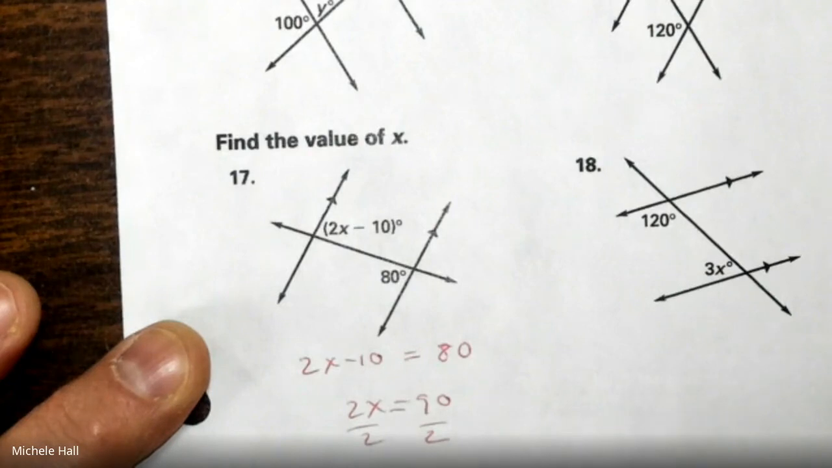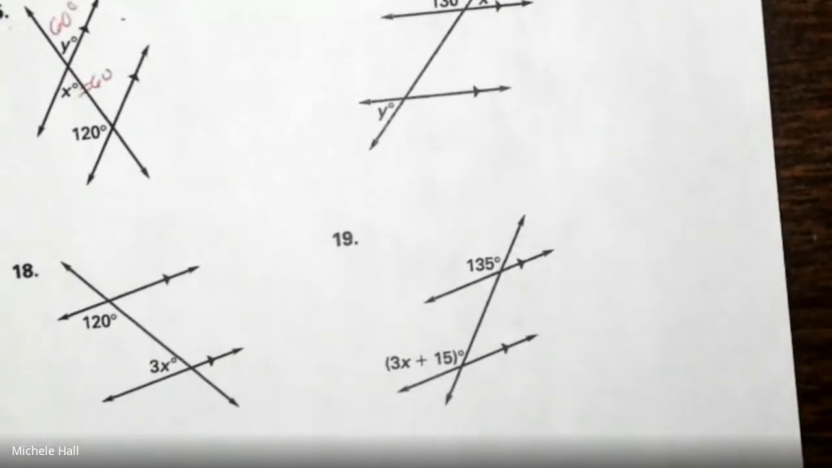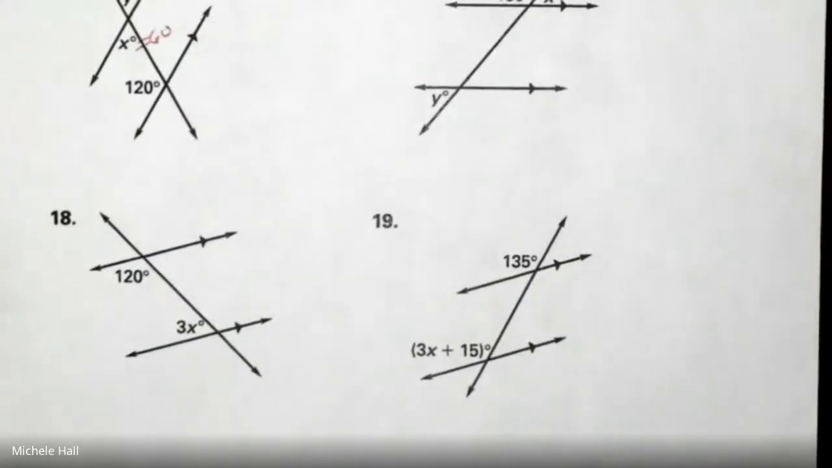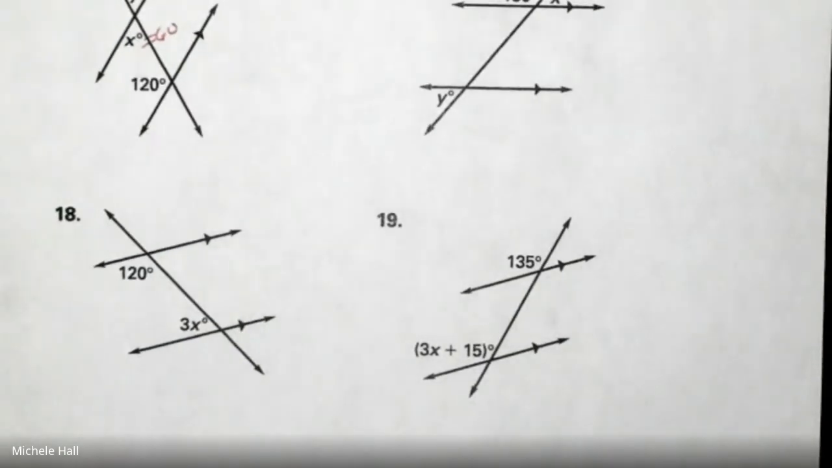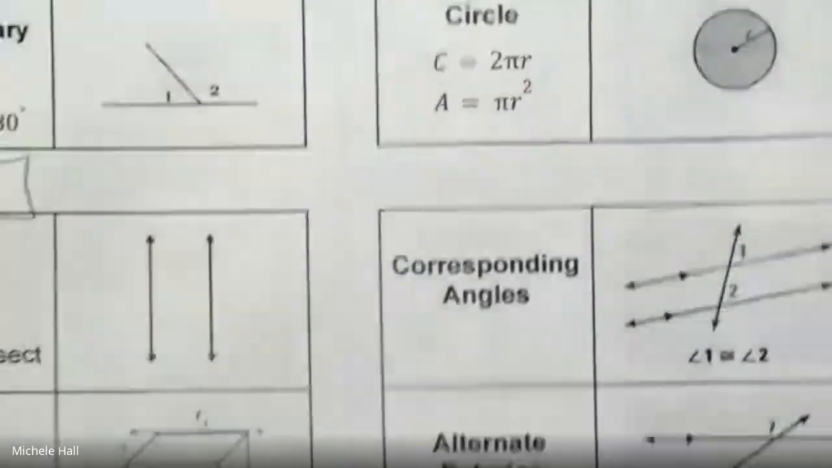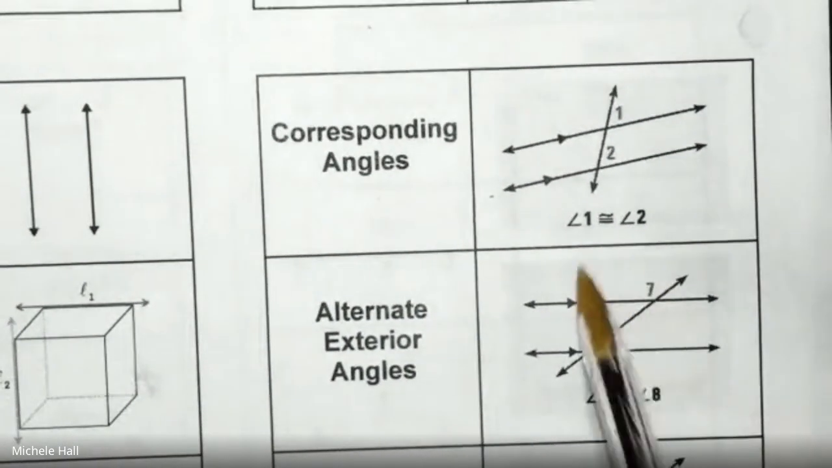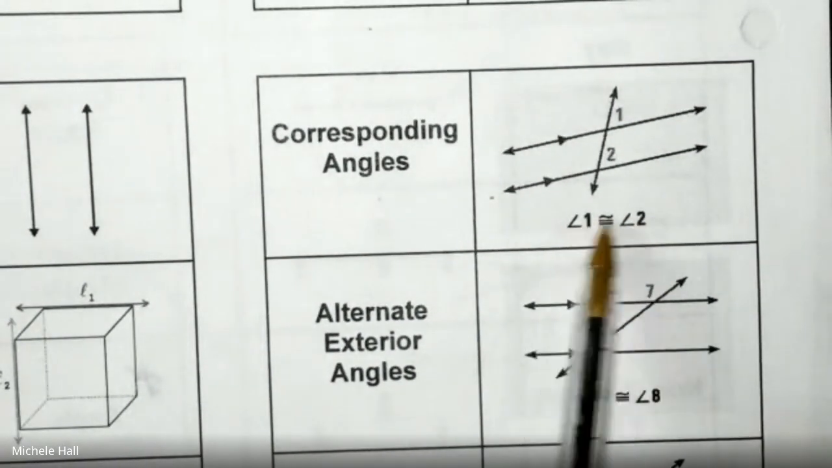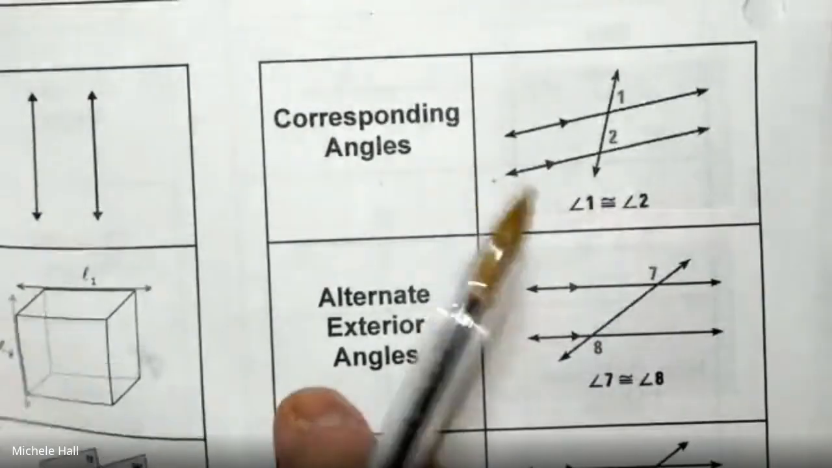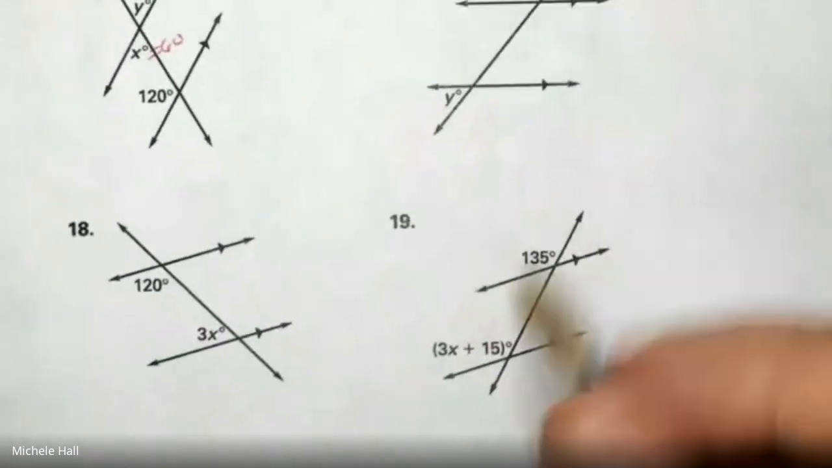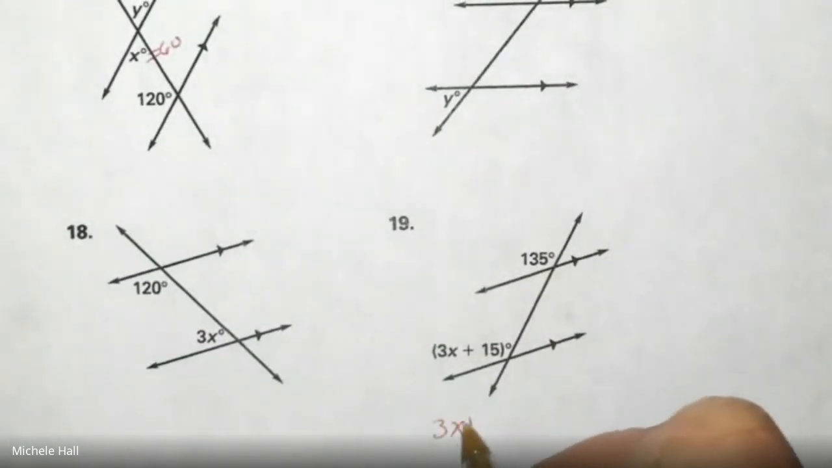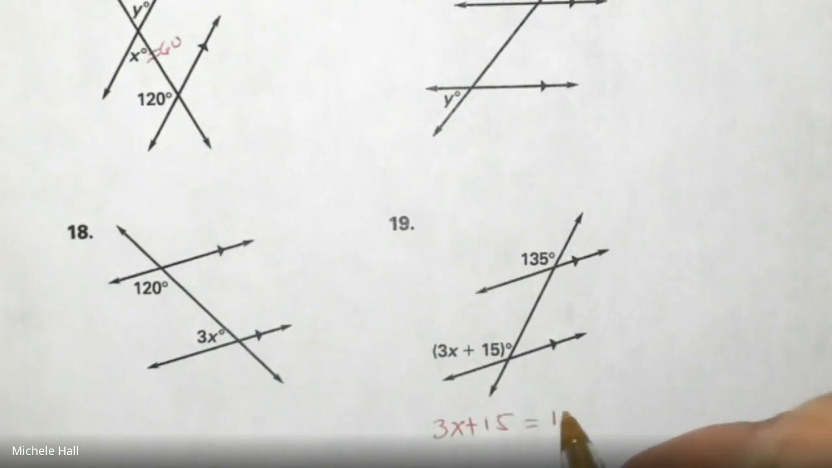Okay, one more, and then you have to finish the rest of them. 19. What kind of angles are they giving you here? They're giving you corresponding angles. And if I look at my rules, it says that corresponding angles are equal to each other. Exactly. 3x plus 15 is equal to 135.